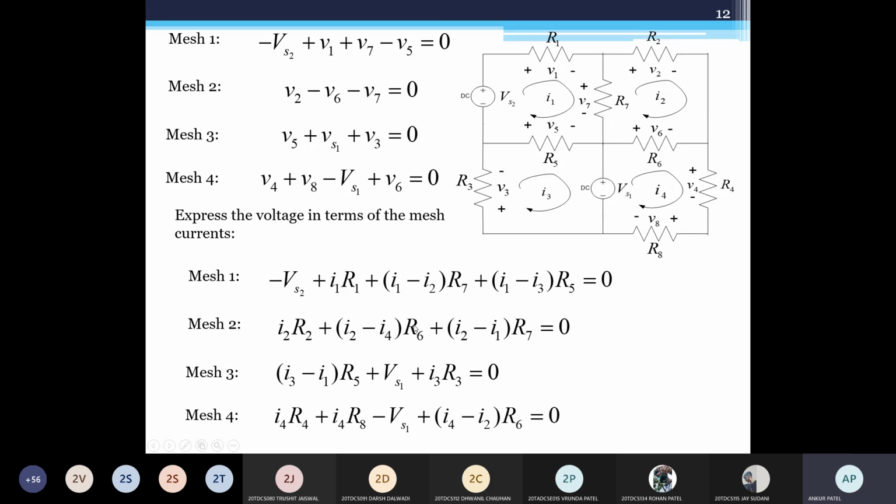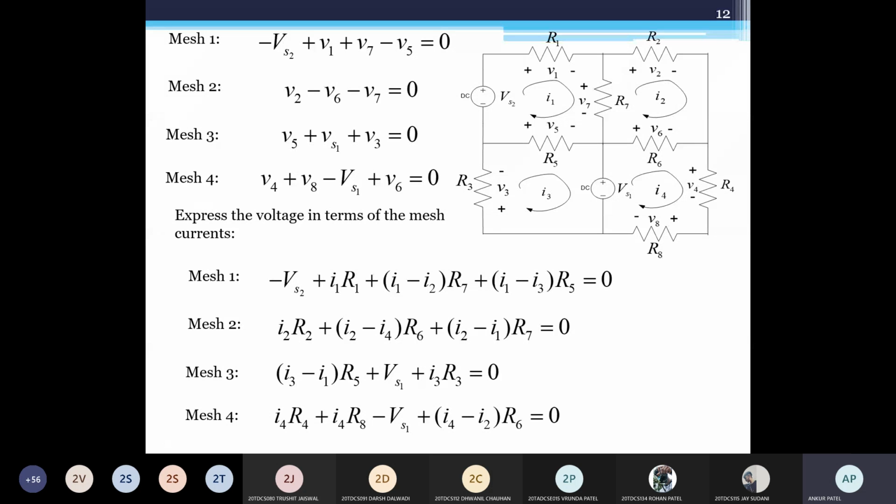In terms of substituting V equal to IR accordingly, or you can directly write in terms of IR by showing the voltage source. So you will get these four equations. Now these four equations you need to convert into matrix forms, and you need to find the determinants.